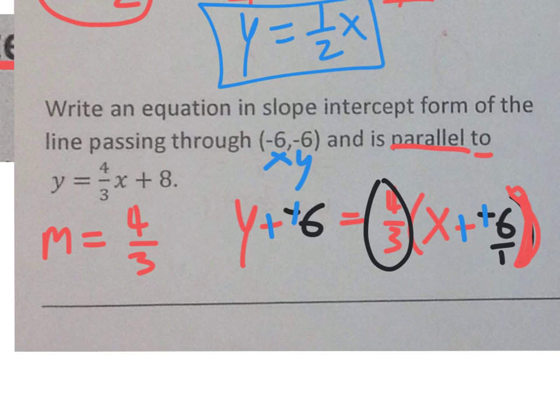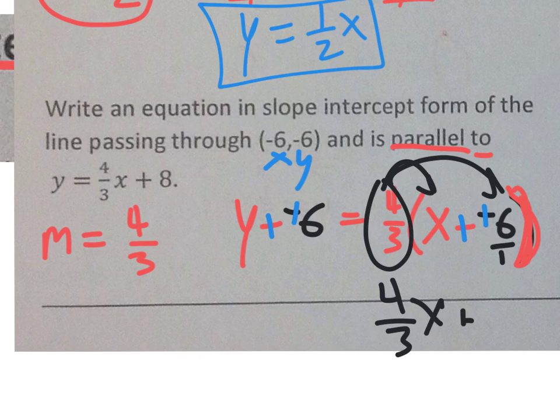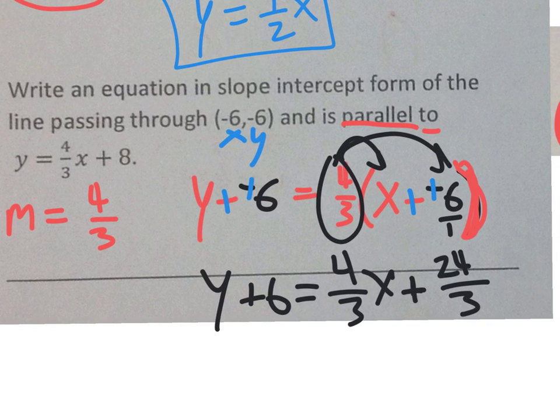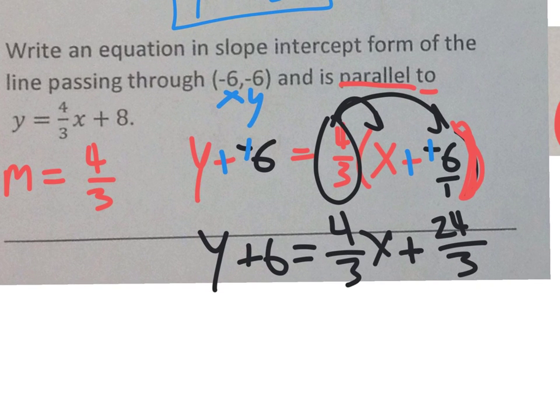So when you distribute 4/3 times x, that'll be 4/3 x. And when you distribute 4/3 times 6, you have to multiply the top with the top and the bottom with the bottom, and you will end up with a plus 24, 4 times 6 is 24, over 3 times 1, which is 3. And on the left side, the equal sign comes down, you have y plus 6. Ladies and gentlemen, we almost have it in slope-intercept form. On the right side, the 24 over 3, that really is 8, okay? So 24 divided by 3 really is 8 right there.